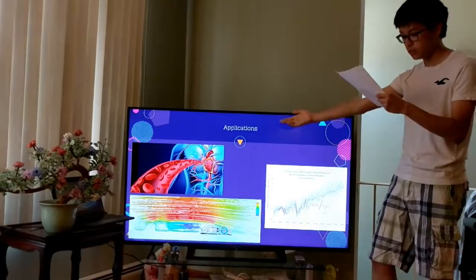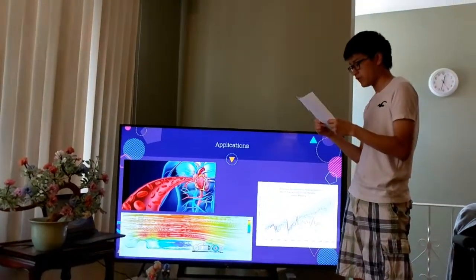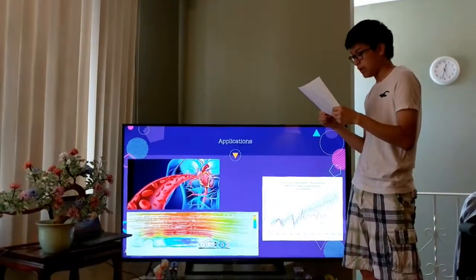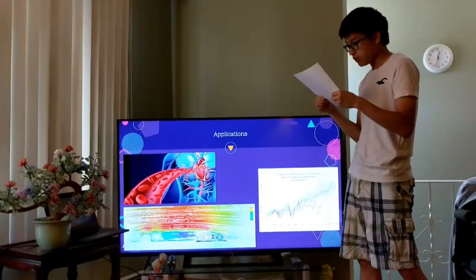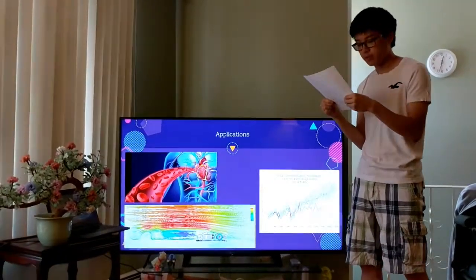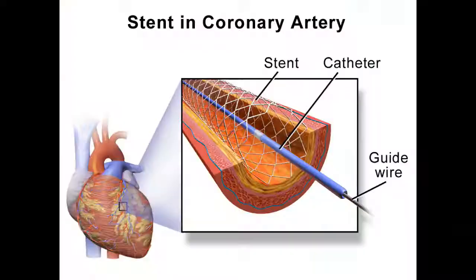Modeling of blood flow in humans is useful for preventing heart malfunction. For example, the modeling of blood flow has helped engineers develop medical devices called stents. These are tubes that keep the arteries open, and this helps prevent heart failure.